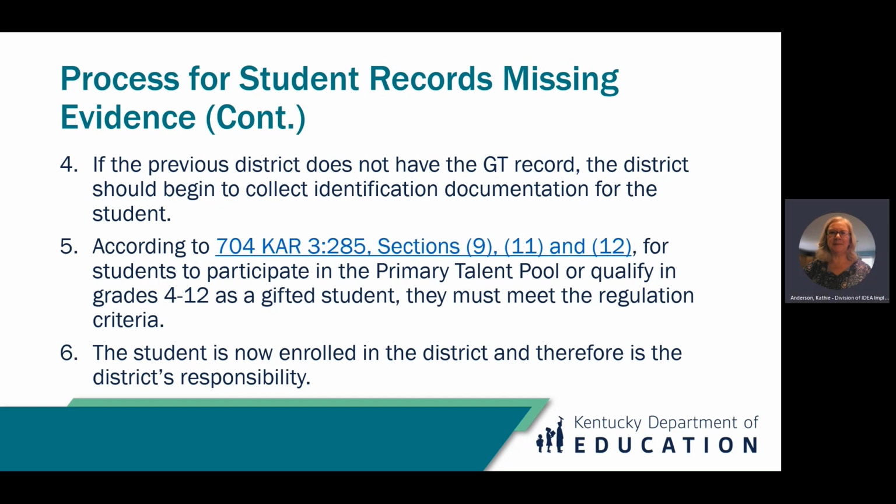If the previous district does not have the GT record, and really the word on the slide should be documentation, identification documentation, the district should begin to collect identification documentation for the student. According to 704 KAR 3:285, sections 9, 11, and 12, for students to participate in the primary talent pool or qualify in grades 4 through 12 as a gifted student, they must meet the regulation criteria. The student is now enrolled in the district and therefore is the district's responsibility.